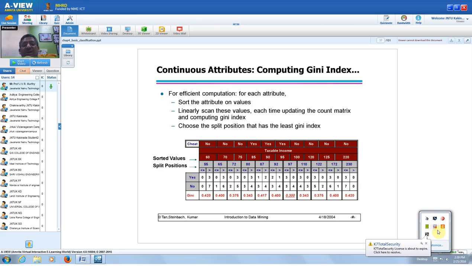Now, this is called the computation matrix. In this matrix, what you will have is the sorted values on the attribute which you have, the table that is sorted as per these values. Now if it is sorted, it is 60, 70, 75, 85, 90, 95, 100, 120, 125 and 220. These are the possible sorted values. For each sorted value, you have the class label. That is no, no, yes, no. That is for every value, you have this numerical value.